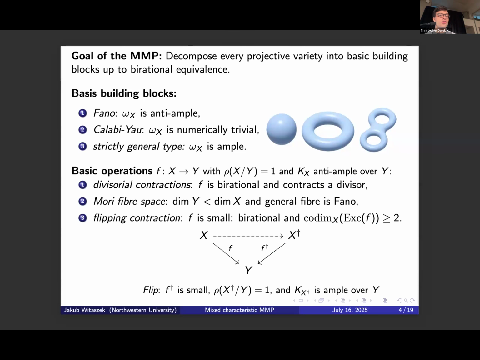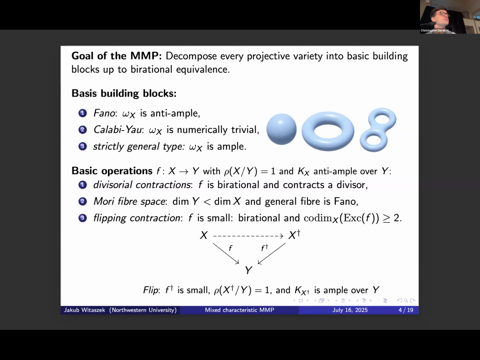Now, we're going to achieve our goal by the way of the following basic operations, f going from x to y. And because we want them to be as simple as possible, we're always going to assume that the relative Picard rank is 1. Moreover, our goal is to make the canonical divisor as positive as possible. And so we will assume that the canonical divisor is always anti-ample over the target of a basic operation. And so we have 3 basic operations.